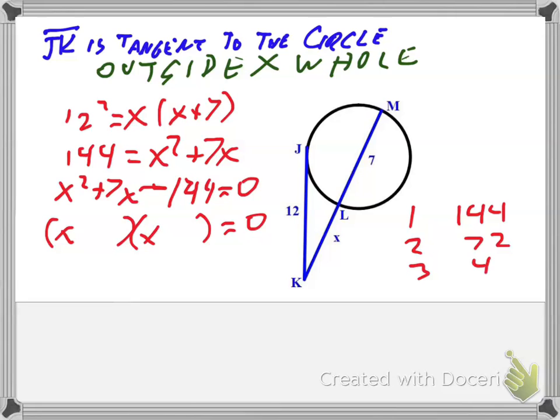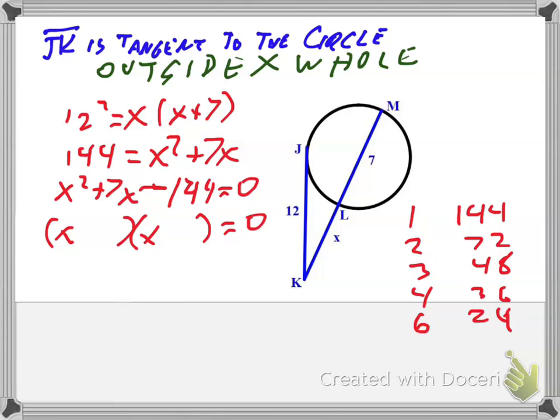3 and 48 does not subtract to equal 7. 4 works, 4 times 36, but that does not subtract to equal 7. We're getting closer. 5 doesn't go into 144 because it ends in a 4. 6, and it's divisible by 2 and 3, so it'll be divisible by 6. That'll be 6 times 24. 24 does not subtract to equal 7. Let's see, 7 doesn't go into 144.